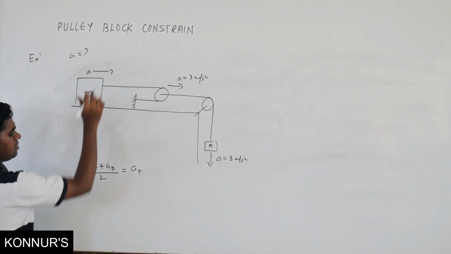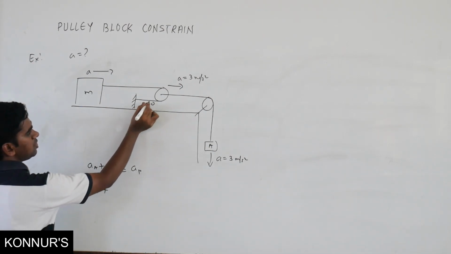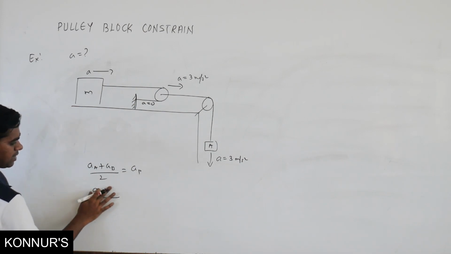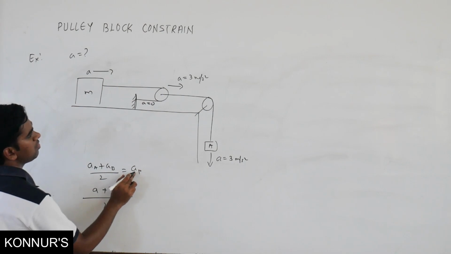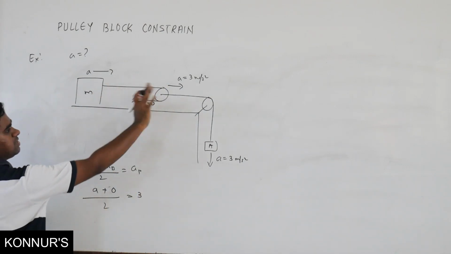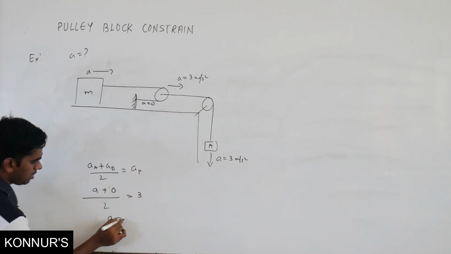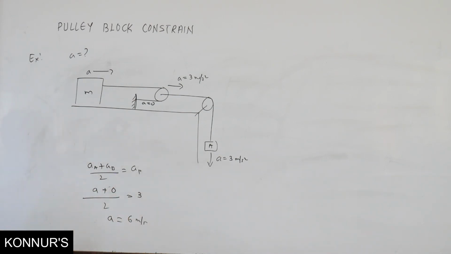So you can apply this formula here for this pulley. Take this as acceleration A, plus here the acceleration is 0 because it is connected to a rigid support, divided by 2, equals the acceleration of pulley, which is 3. Same direction, so there is no need to change the sign. So A equals 6 meter per second square. In one step you will get the answer.